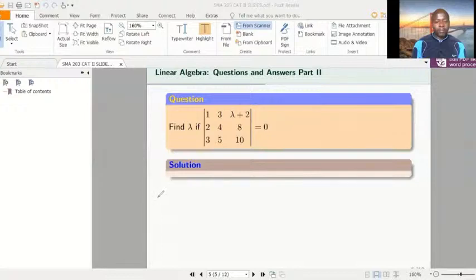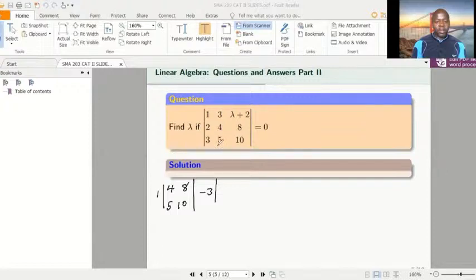The determinant along the first row will be 1, multiplied by the determinant of the matrix that is left. When I delete the row of 1 and the column of 1, you're left with 4, 8, 5, 10. Then minus 3, and delete the column of 3 and the row of 3. The matrix that remains is 2, 8, 3, 10.